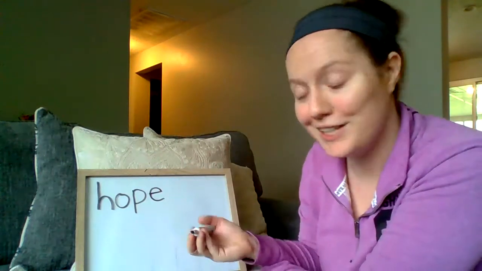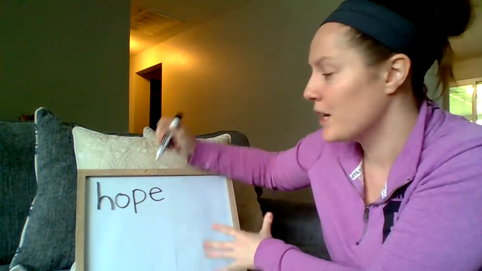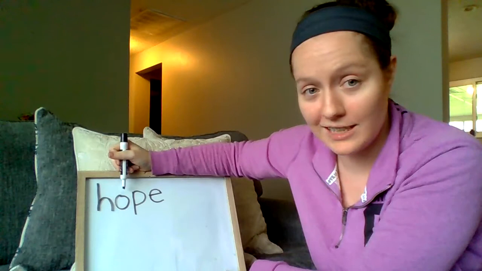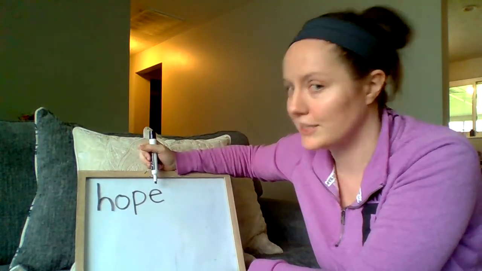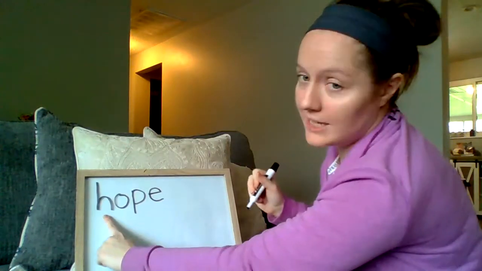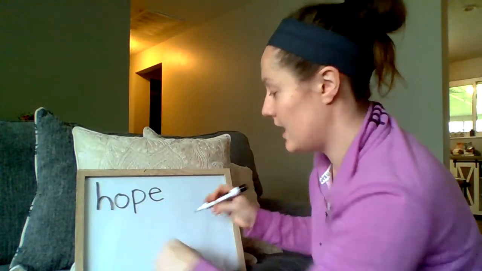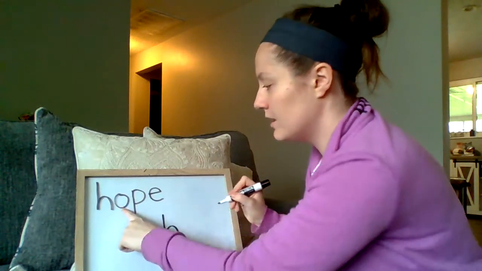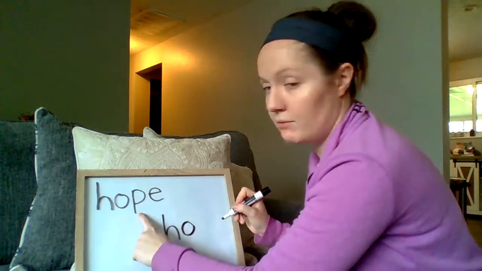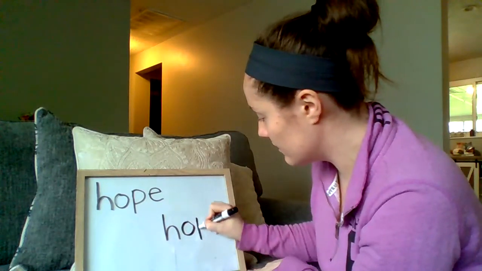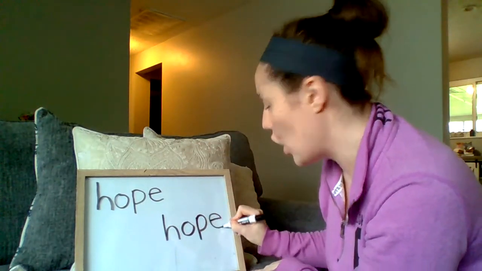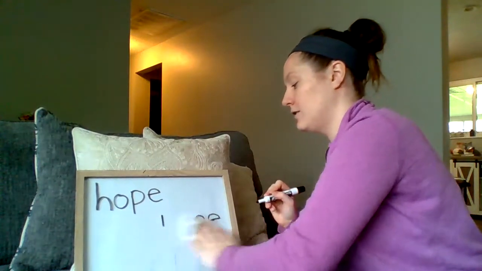And I call it super E because E has so much power, but it gives all of its power to that vowel. And that's what helps O say its name. And then it's so tired afterwards, it just goes silent. So, hope. First letter is H. Next letter is O. Then we have a P. And at the end of my word, I have E. Hope.